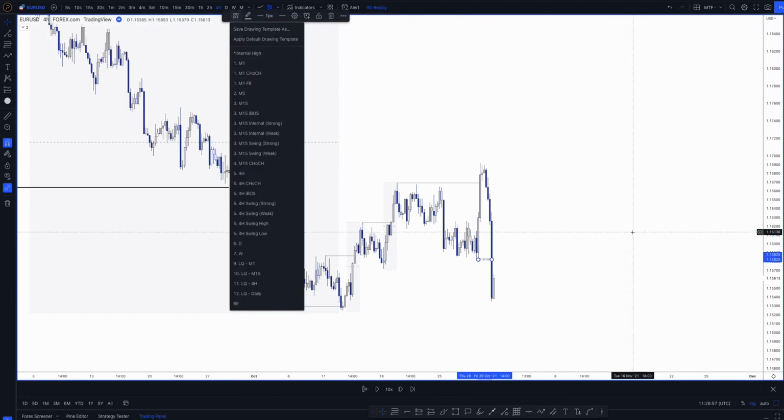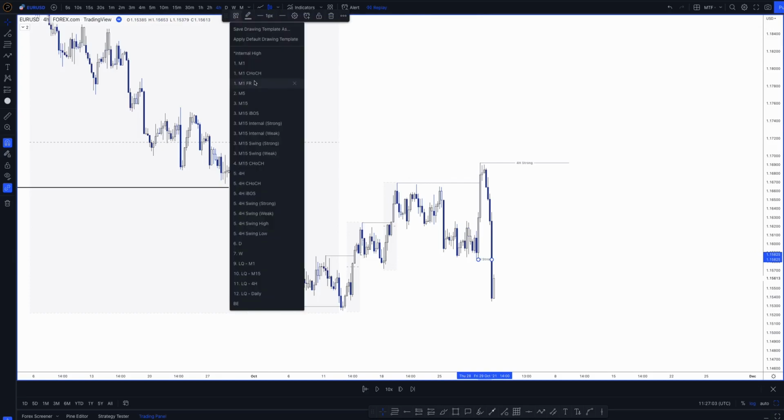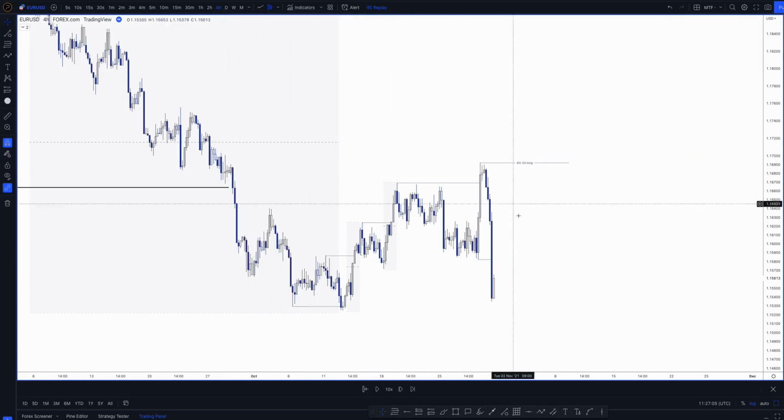So now we have that. I'm just going to move this up here. That now becomes a strong high because it took out that low. There's your 4-hour BOS, okay? So now when you have that, what is that? That's a very, very good sign. It's not a guarantee, but a very strong sign.